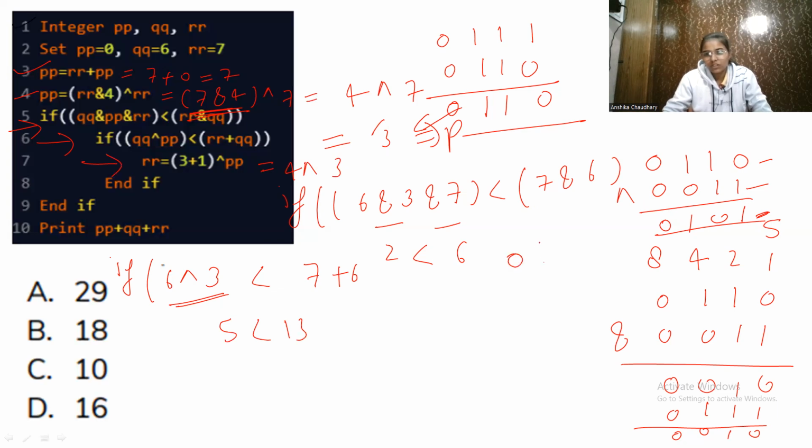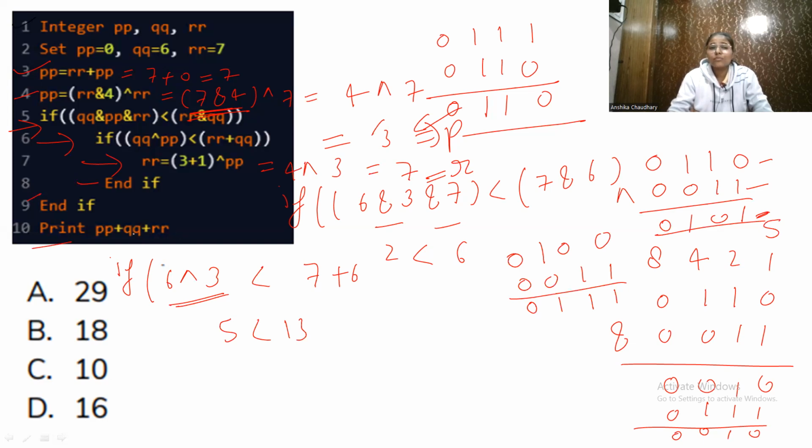So 4 is 0100, and 3 is 0011. So it will be 1110. So it is 7. Alright, so this is 7. RR value is now 7. Here is the end of if. Print PP plus QQ plus RR.